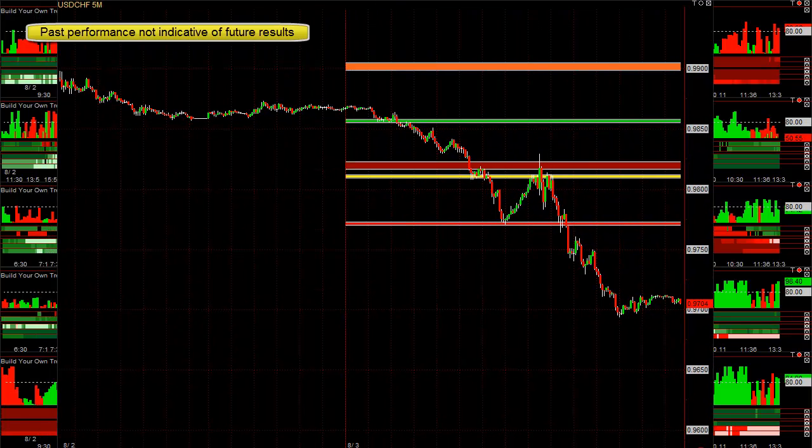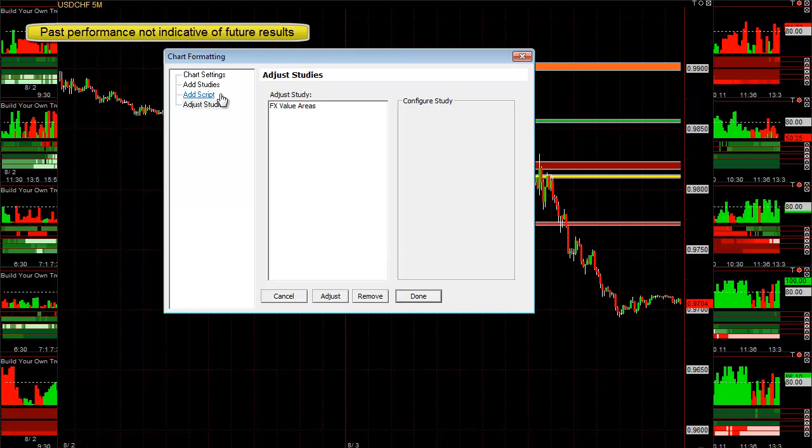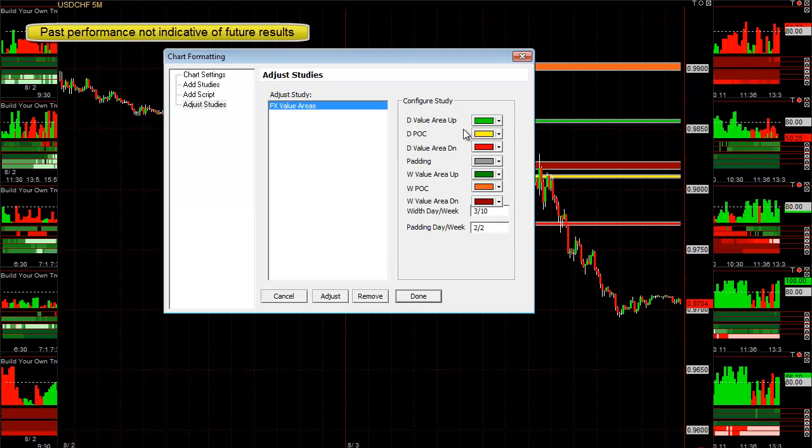And so this is going to be released hopefully today, and you'll find it under Add Script, FX Value Areas, and you have the color for the upper value area, lower value area, the middle point of control for both the daily, D, or weekly, W, and then the color you want for the padding.